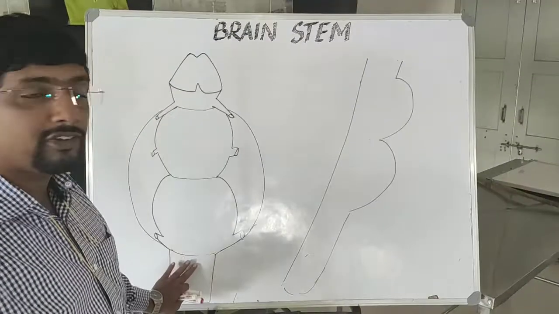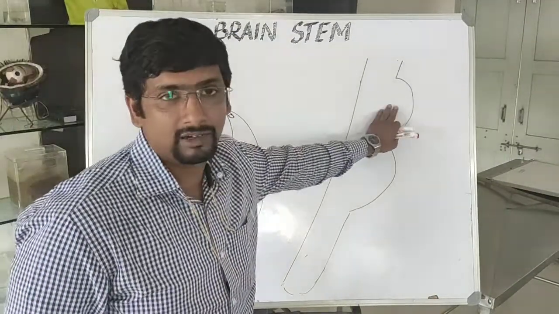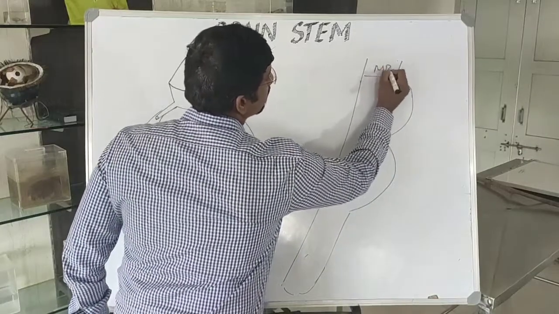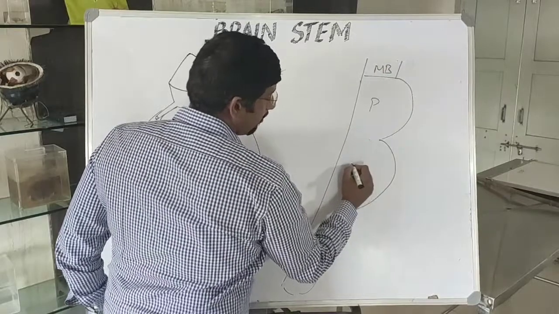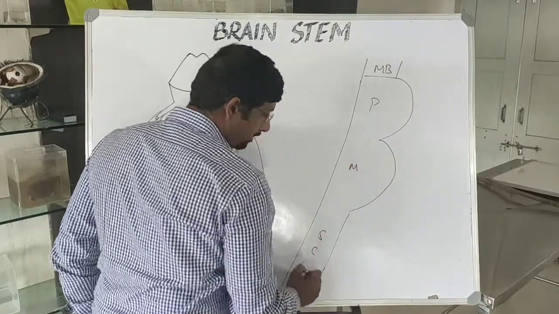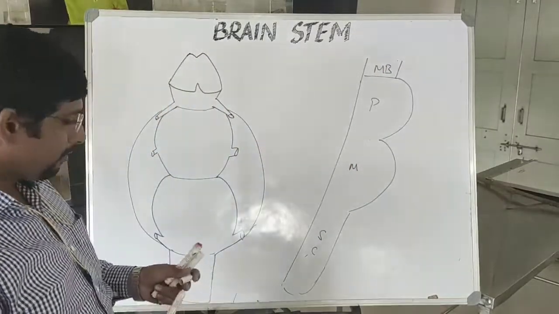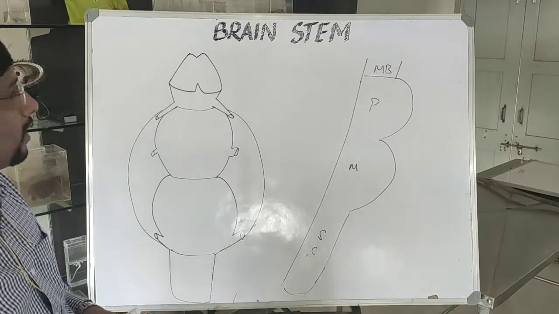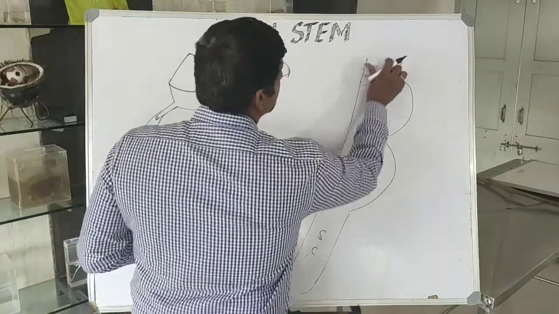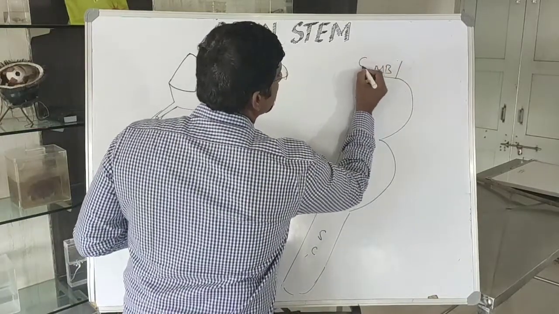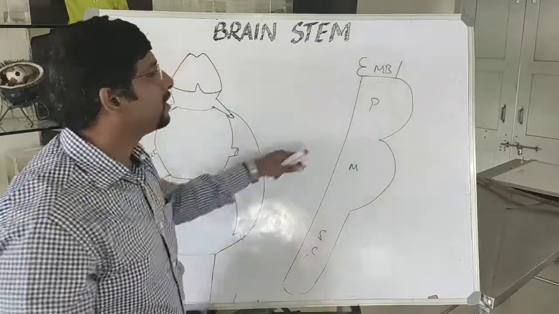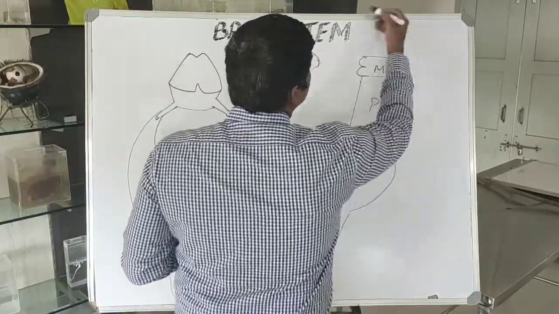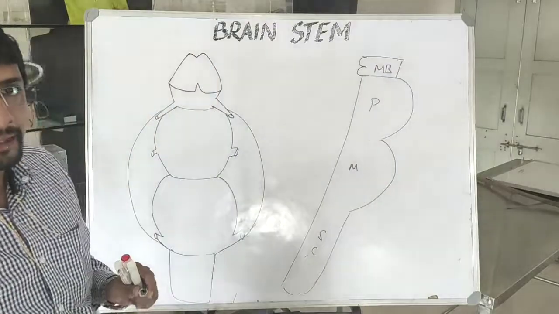This is a front view of the brainstem. This is a lateral view of the brainstem. This is the midbrain, this is the pons, medulla, and spinal cord. So we'll study where the cranial nerves are going to attach. As I told previously, in the midbrain there are two colliculi, superior and inferior colliculi. And above there will be the thalamus and the brain, right?